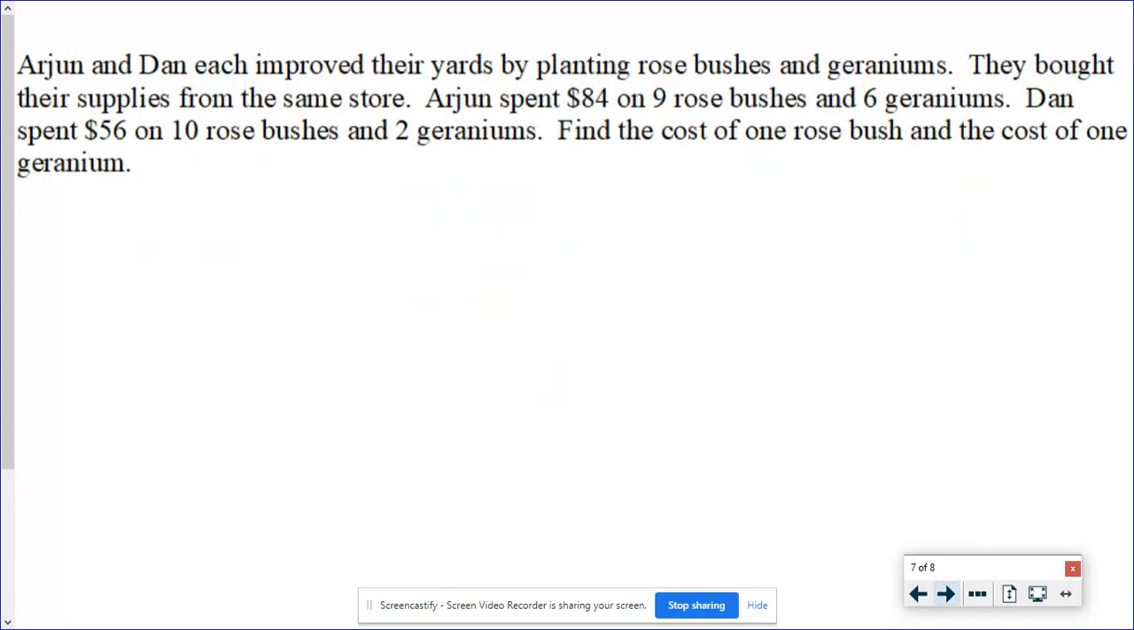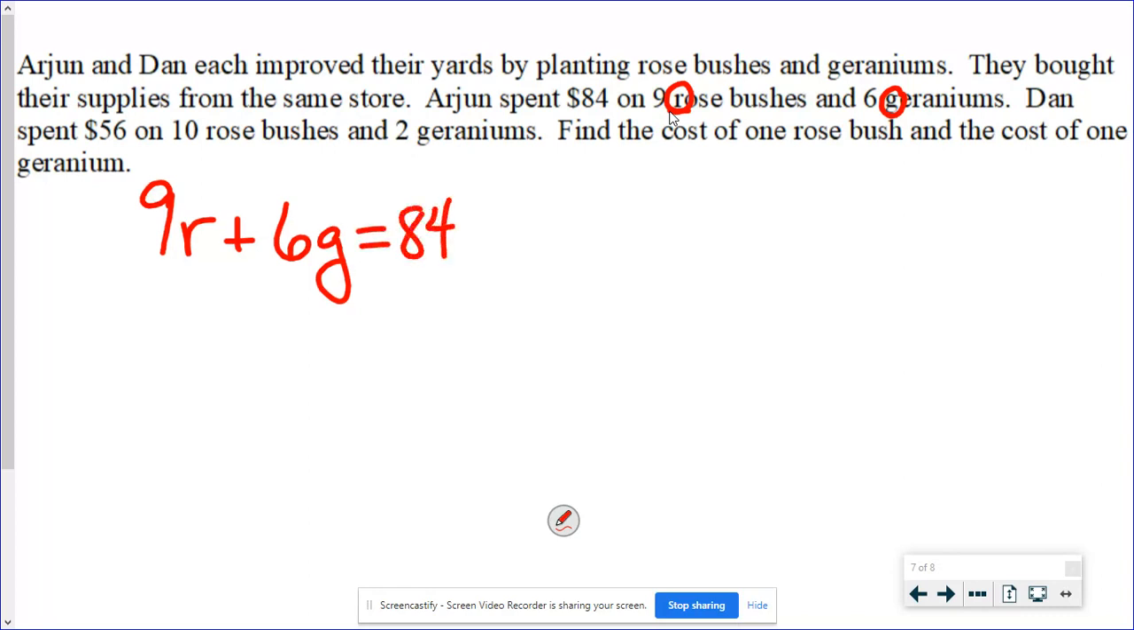Last problem. We are planting rose bushes and geraniums. So picking variables here, we're going to pick R for rose bushes and G for geraniums. We've got these two people, both bought plants at the exact same store, so they've got exactly the same price. Arjun spent $84 on nine rose bushes and 6 geraniums. Dan spent $56, 10 rose bushes and 2 geraniums.